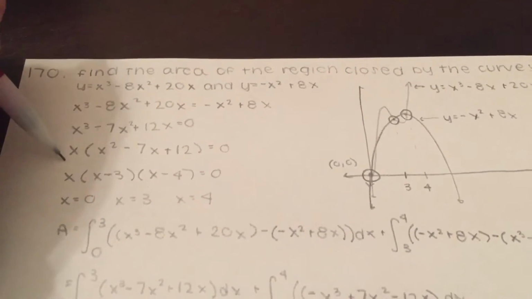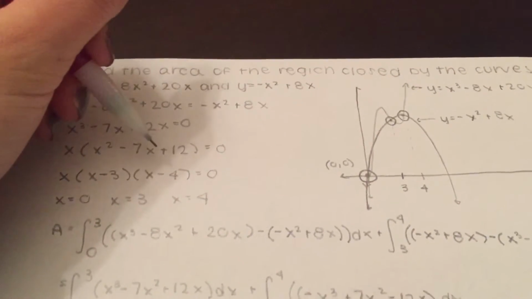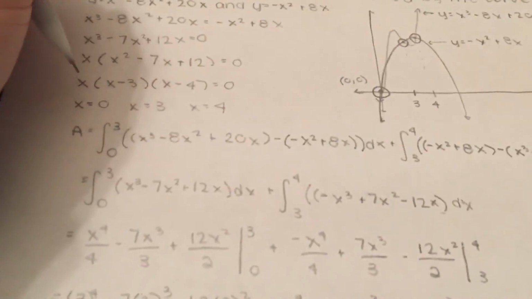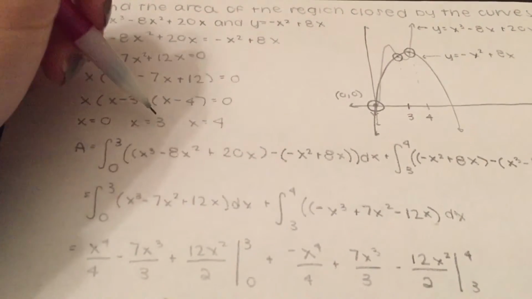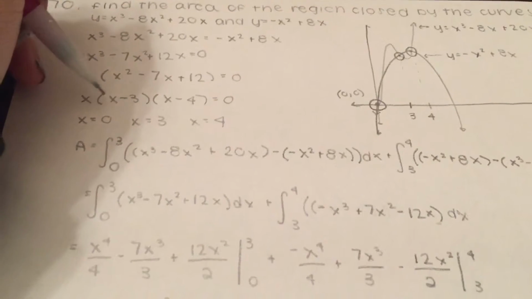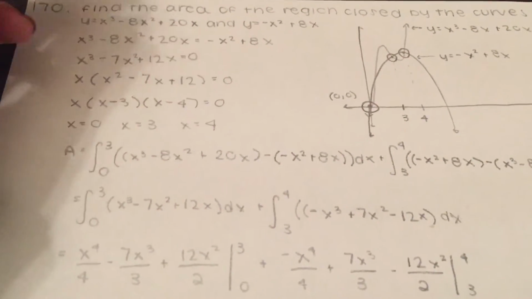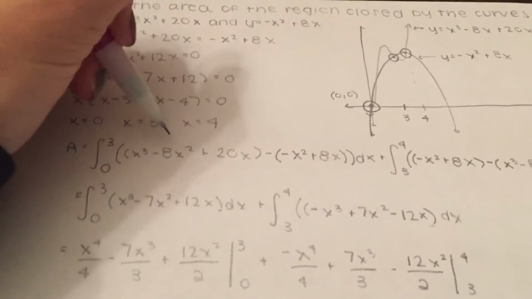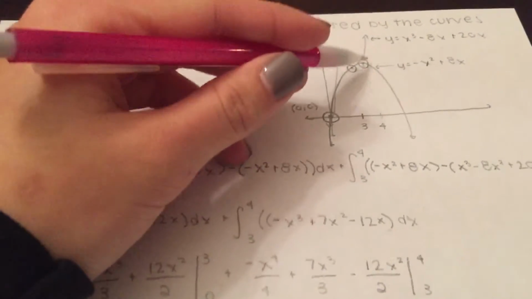Factor out an x, so it becomes x times x squared minus 7x plus 12 equals 0. Factor it even further, so it's x times x minus 3 times x minus 4 equals 0. And you set them all equal to 0, and then you get x equals 0, x equals 3, and x equals 4, and these are your 3 points of intersection.